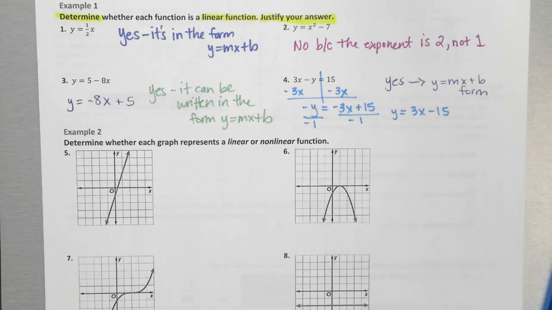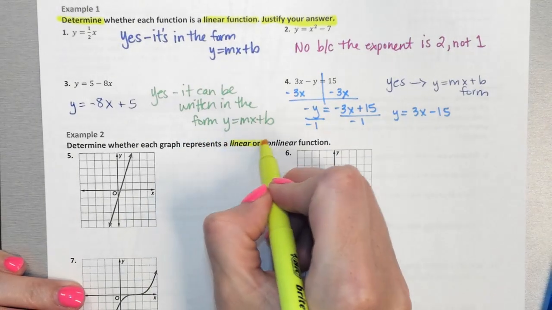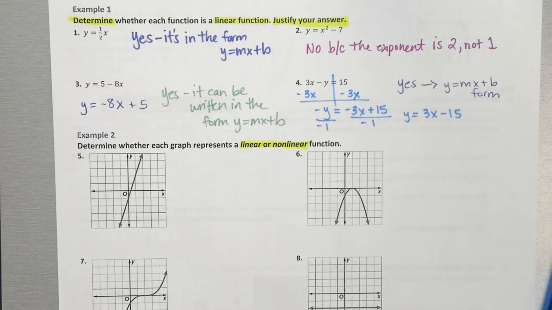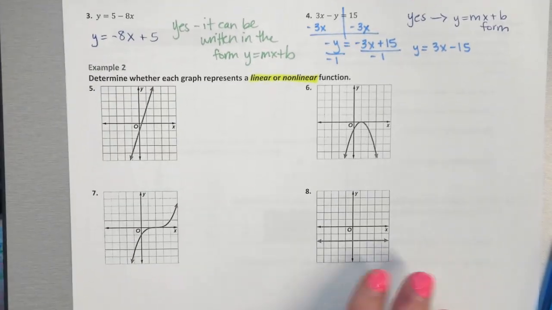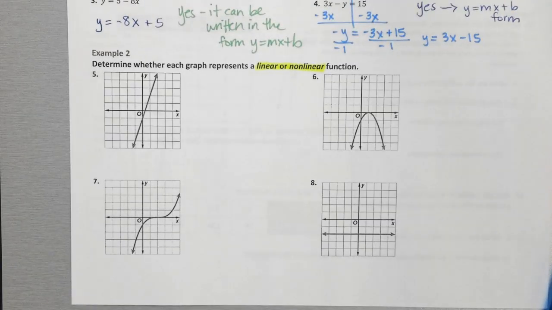All right, so for example 2, it just says determine whether the graph represents a linear or non-linear function. Okay, so you're either going to write linear or non-linear. Okay, and I think we could do that in 15 seconds or less. Ready? Okay, write it down if you haven't already.